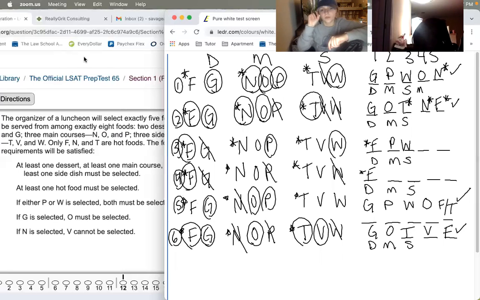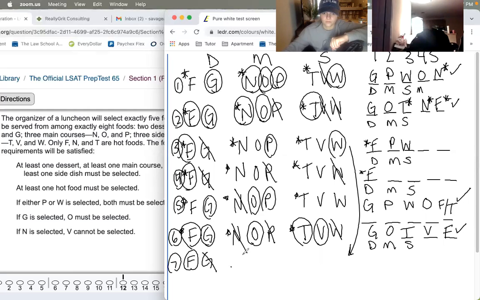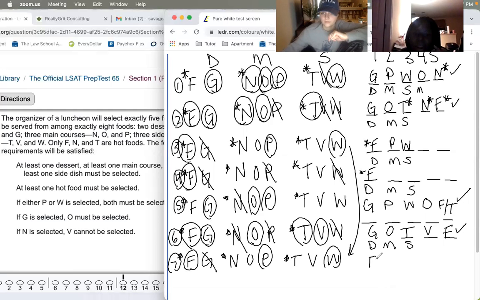Next world is world number 3. Okay. But we don't know anything about where N is. So we have to make a duplicate, which turns into number 7. Okay, tell me what to do. Okay. In number 3, we're going to circle N and slash out V. And in number 7, we're going to slash out N.